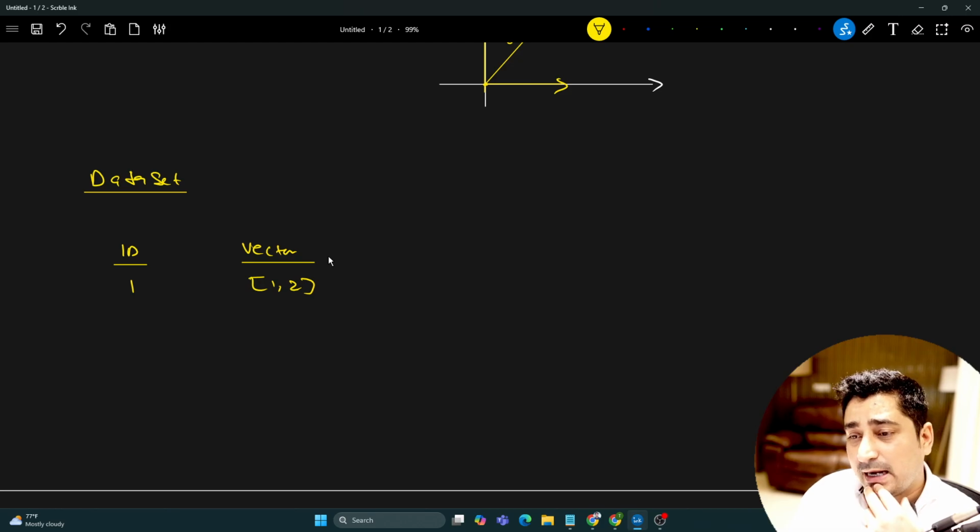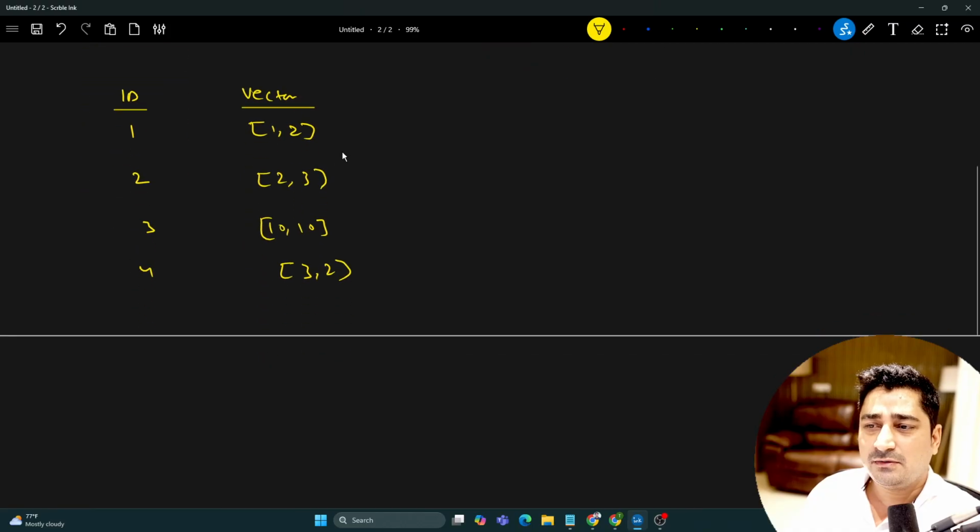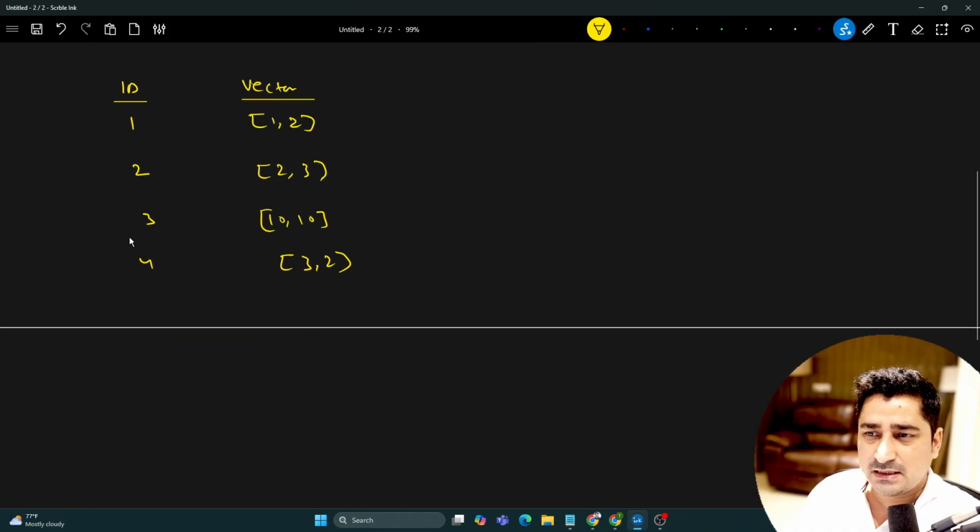ID is equal to 2, and let's suppose I have a vector 2 comma 3. ID is equal to 3, and let's suppose I have a vector 10 comma 10. ID is equal to 4, and I have vector 3 comma 2. So let's suppose I am storing this entire data set information into some database. That's completely fine. I can try to store it.